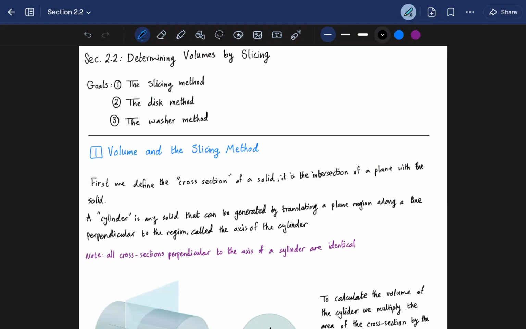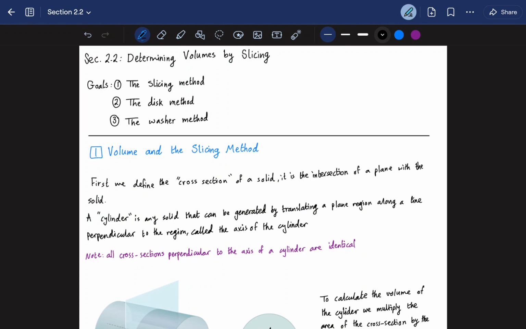In this video, we're going to talk about section 2.2, which is determining volumes by slicing. We have three main methods today: the slicing method, the disk, and washer method. In the previous video, we saw how the definite integral plays a huge role in finding areas between certain curves. In this section, we'll see how definite integrals can also help us find the volumes of certain shapes.